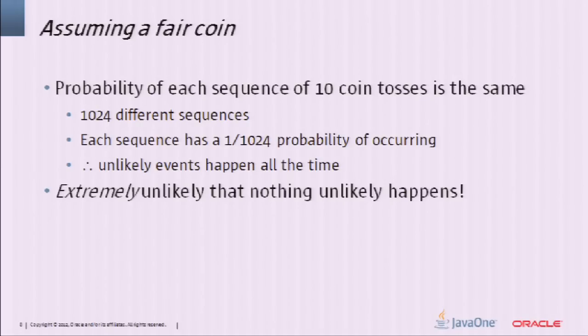Therefore, unlikely events are happening all the time, right? Because each sequence of 10 coins has the same probability, and if you toss a coin 10 times, you will get some sequence of 10 coin tosses. So it is extremely unlikely that nothing unlikely happens.